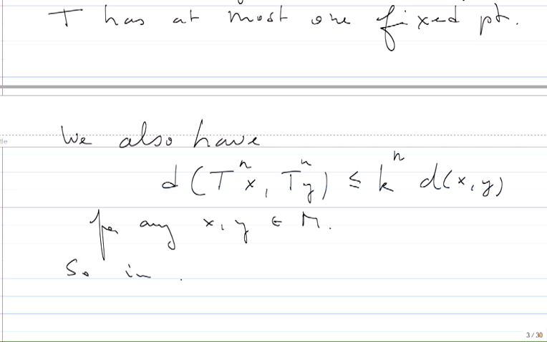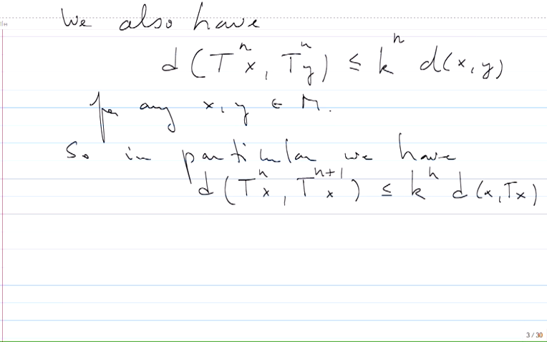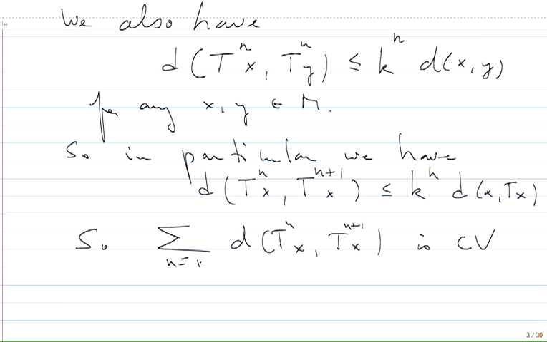So in particular, we have the distance from T^n of x to T^(n+1) of x less than or equal to K^n times the distance from x to Tx. So in particular, we get that the series of the distances from T^n x to T^(n+1) x, n from 1 to infinity, is convergent, which implies that the sequence T^n x is Cauchy.